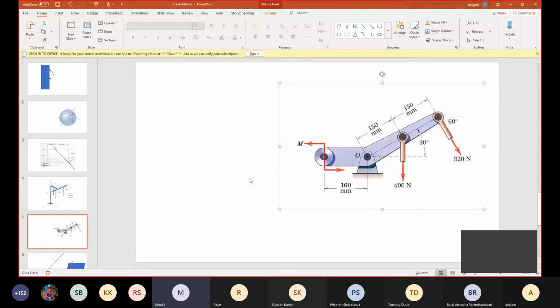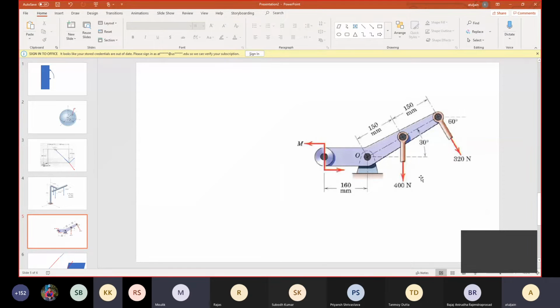Excuse me, sir. That means that anticlockwise moment is equal to clockwise moment about point O. It means that at point O, if the two forces 400 Newton and 320 Newton are converted to a force and a couple at point O, the value of the couple is the same as M, equal and opposite. Okay, sir. So let us do one by one. Let us call this point, wait.